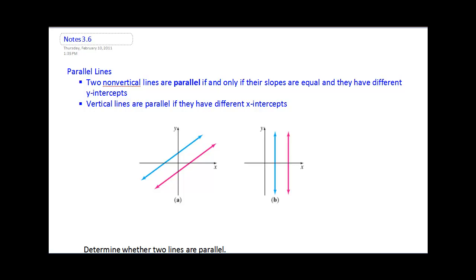This last section on lines that we're going to talk about deals with two very particular types of lines. They are parallel and perpendicular lines. So we're going to start by talking about parallel lines.